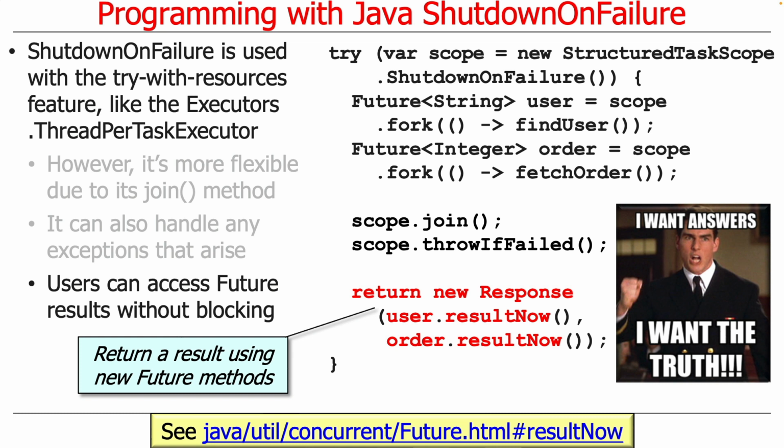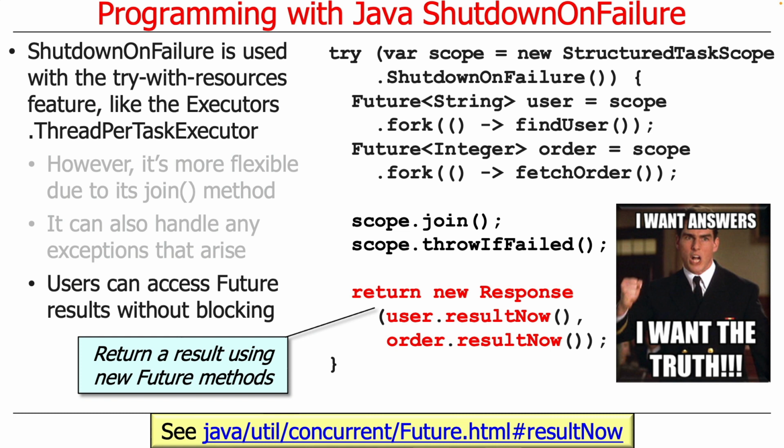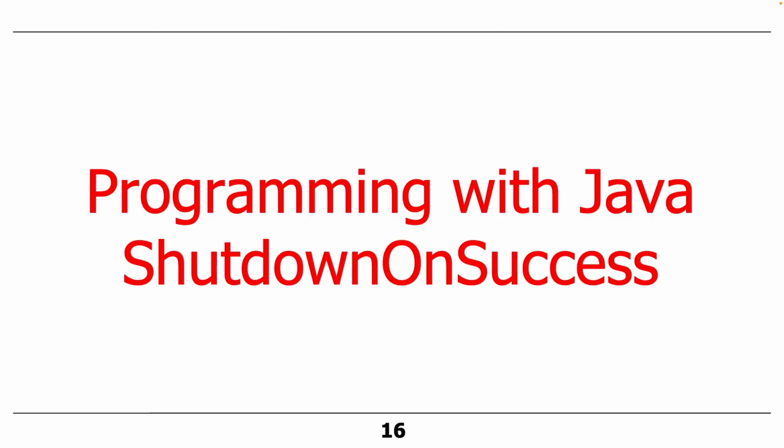So we get the result now. We're not going to block. We're not going to wait. We're just going to get the results. And we should have the results because we wouldn't have gotten this far if things didn't go successfully, because otherwise we would have bailed out here. So that's a very simple example of using shutdown on failure and try with resources.